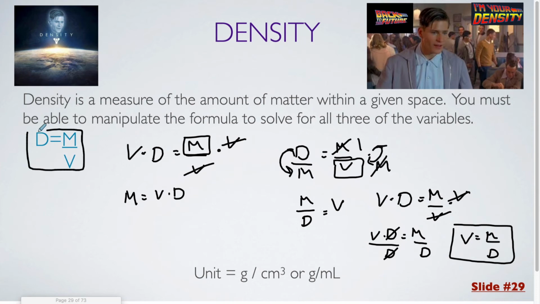So here you can see the three possibilities for the density equation. While it is fairly simple and you might be able to just memorize the three versions of the equation, on your test you might have to actually prove that you know how to move the variables around by showing your work. So make sure that you're comfortable with doing so. Our units for density are going to be grams per centimeter cubed or grams per milliliter. There are other possibilities for units, but those are the ones that we are going to be using in our class.